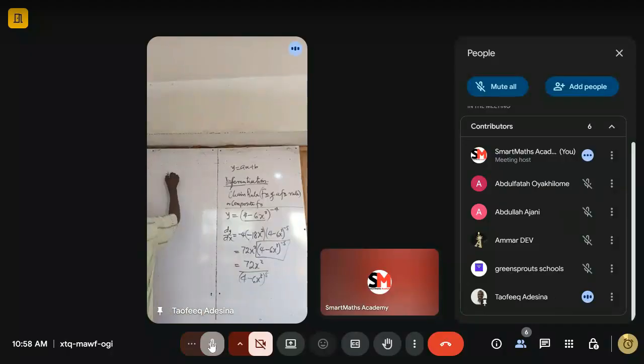So I'm giving more examples because this aspect always looks confusing. Let's take this: (12x squared minus 8x) raised to power 2. Let's do this one together, please.